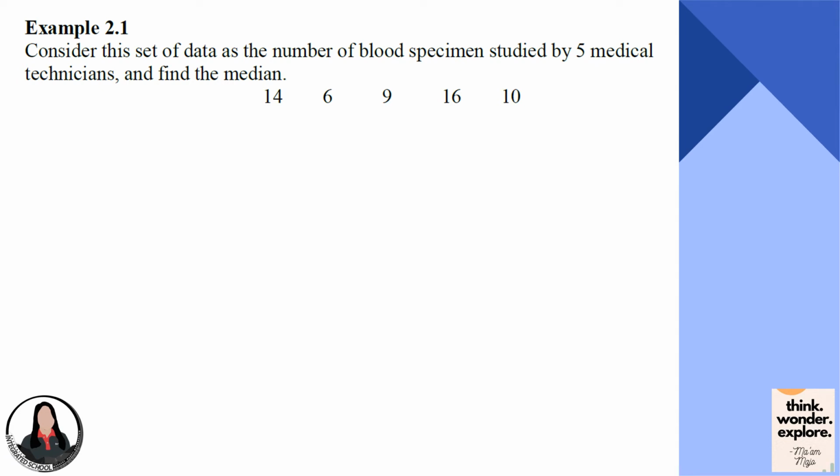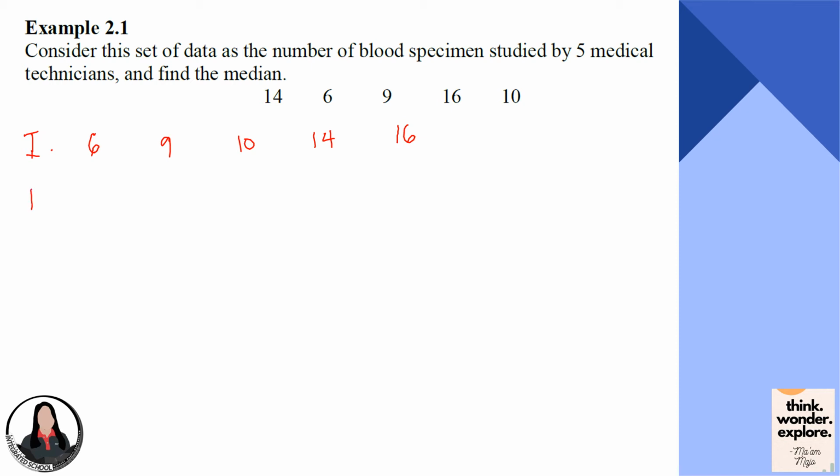Example 2.1. Consider this set of data as the number of blood specimens studied by 5 medical technicians and find the median. Okay. So, binigyan tayo ng 5 scores dito. Ang unang step na gagawin natin is to rearrange it in ascending order. Okay. So, ascending means pataas. So, hanapin natin pinakamababa. So, that is 6. Sunod ay 9, and then we have 10, and then that's 14, and then we have 16. Okay? So, sinulat na natin siya in ascending order.